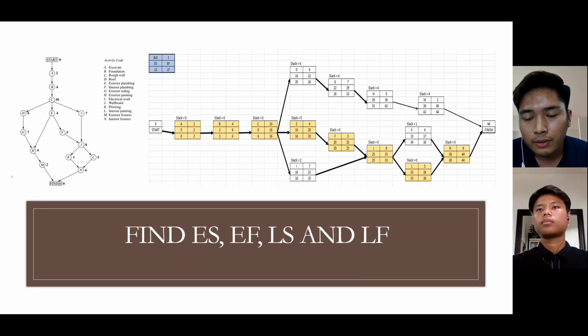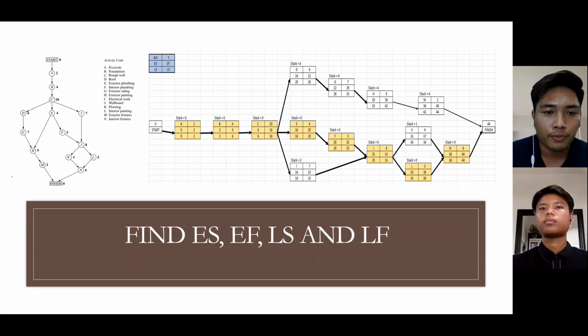This is quite different between the forward pass and the backward pass, because in the backward pass, we choose the smallest number. So we choose 33 as the late finish for activity J. And then we minus 28 until we get the answer for the late start. We will use the same method until activity A.